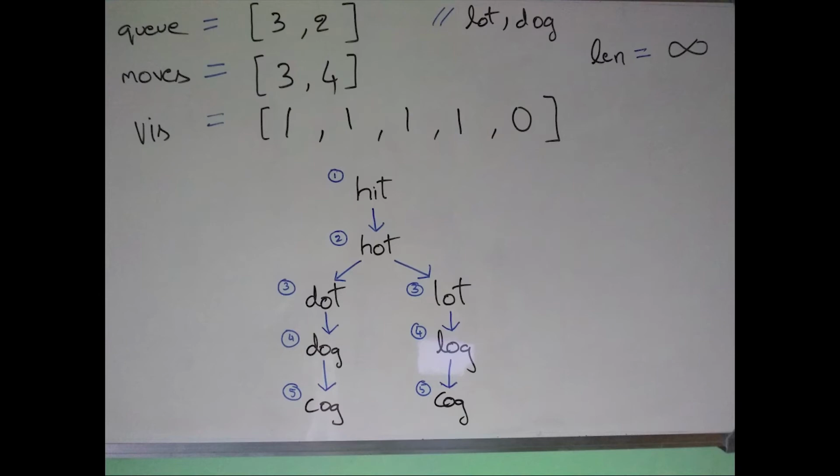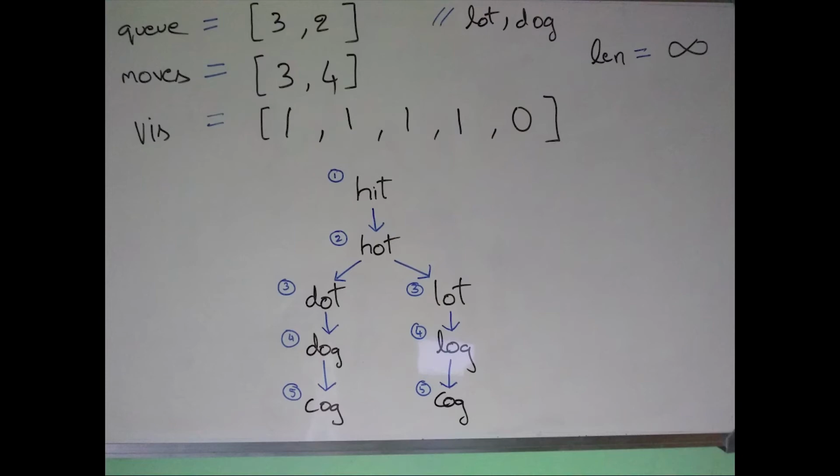And so the number of elements in the queue would turn to 0, and we would exit the while loop, and we would return the value of the variable len. So basically in our case it would be 5, and we would return the value 5.